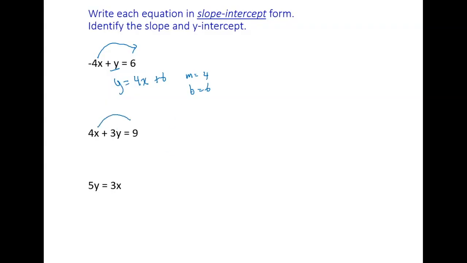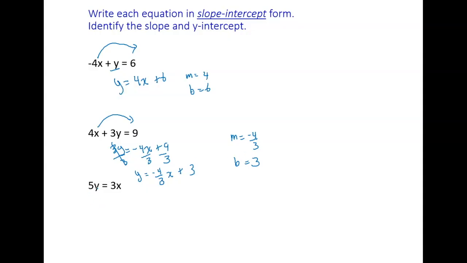We'll go down to this one, bring that 4x over. So I am going to get a -4x because it becomes a negative, right? Plus 9. Divide this by 3, this by 3, and this by 3 to get the y by itself. So I get y equals -4/3 x. 9 divided by 3 is plus 3. So all I did was divide. So I get -4/3 x plus 3, because 9 divided by 3 is 3. So my slope then is -4/3, and my y-intercept is 3.